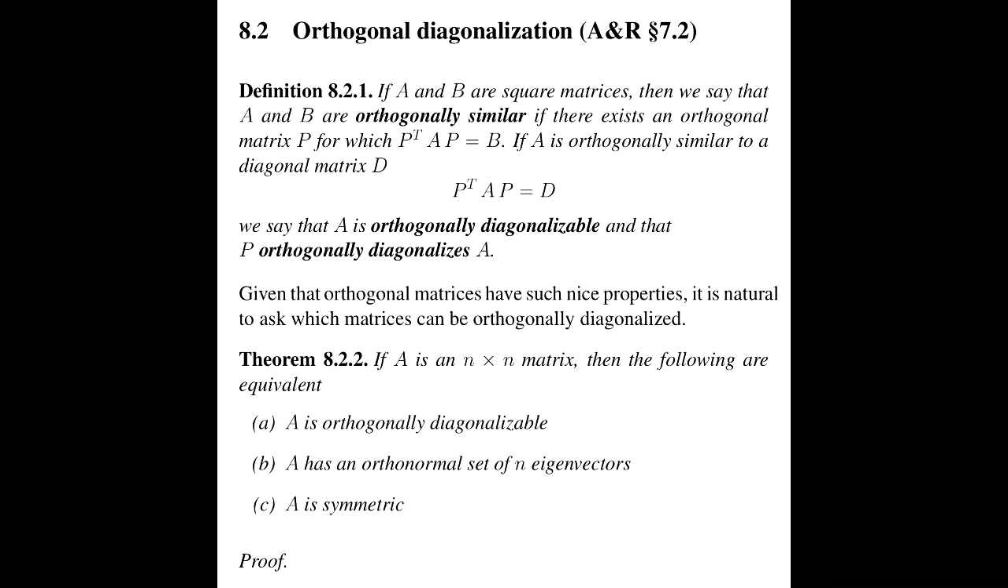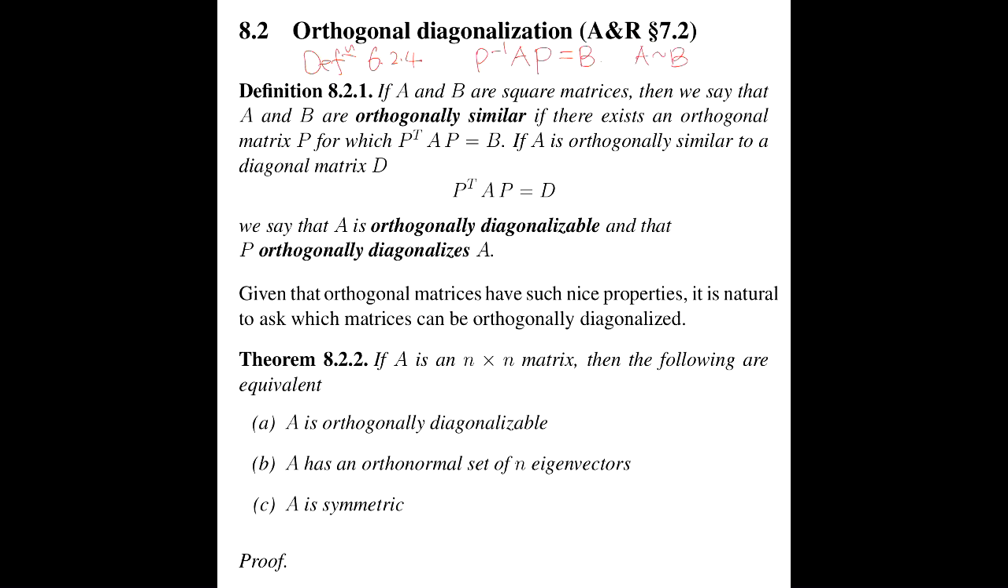Okay, so it says if A and B are two square matrices, then we say that A and B are orthogonally similar if there exists an orthogonal matrix P for which P transpose times A times P is equal to B. If you still remember, before we said A is similar to B if there exists an invertible matrix P. In definition 4.2.4, it says if P is invertible, then we can say A and B are similar if P inverse times A times P equals B.